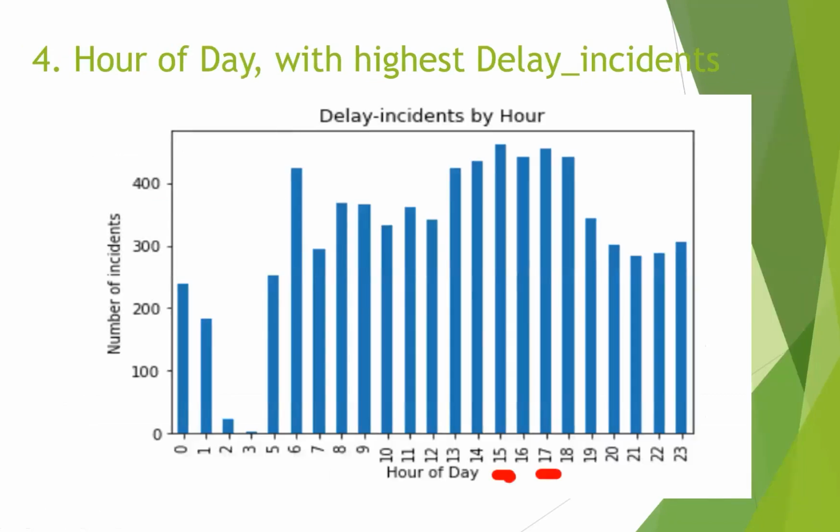The fourth business question that I tried to answer is: on an hourly basis, in a 24-hour system, are there specific times when the number of delay incidents is the highest? When you look at R15 and R17, so 3 p.m. and 5 p.m., that is when the most delay incidents occur. And this is done on a yearly basis. So when you see 400, it means 400 delay incidents occurred over the year at 3 p.m.